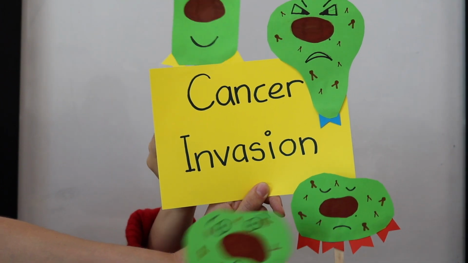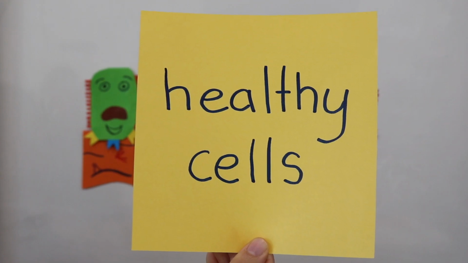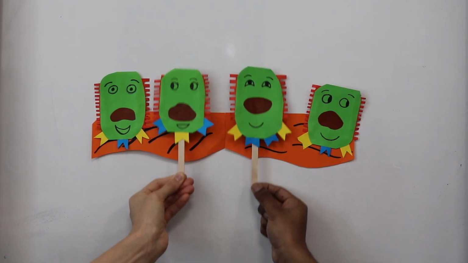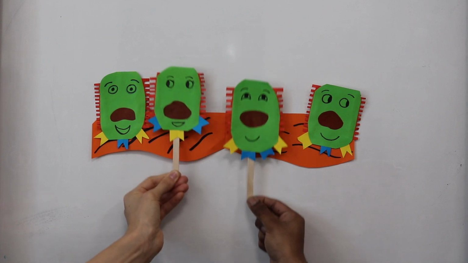Cancer invasion. Healthy cells. Healthy epithelial cells relate to one another and to the extracellular matrix through contact inhibition.